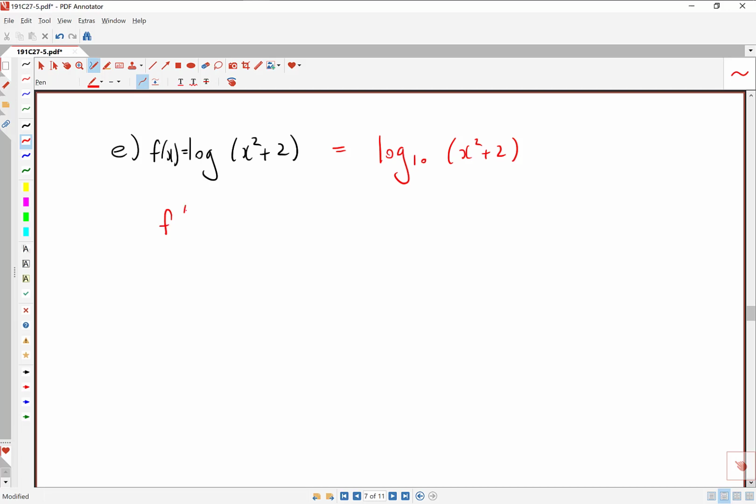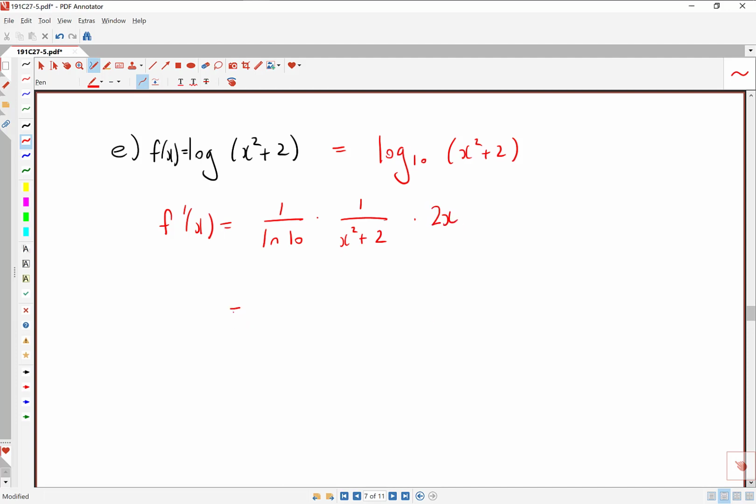And let's think about our chain rule. So first thing we're going to do, take the derivative of the outside function, which is the log base 10 function. So we're going to have 1 over ln 10, and then we go 1 over whatever our inside function is. So at this point, we've taken the derivative of the outside function, keeping the inside function the same, and then we multiply by the derivative of the inside function, which would be 2x.